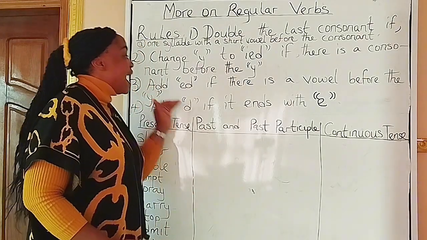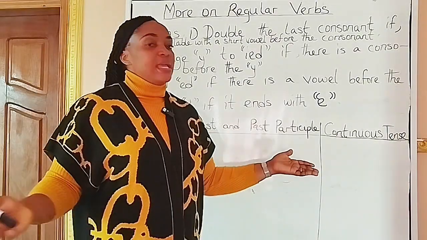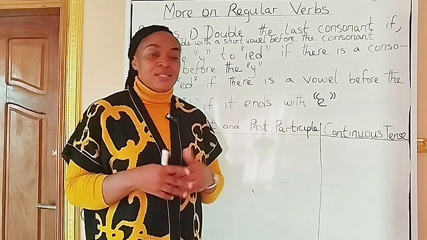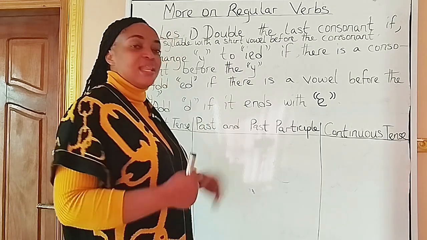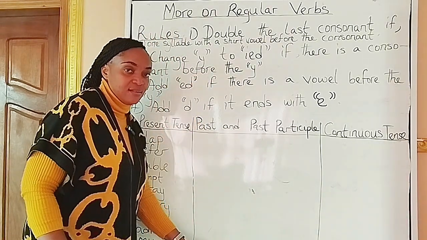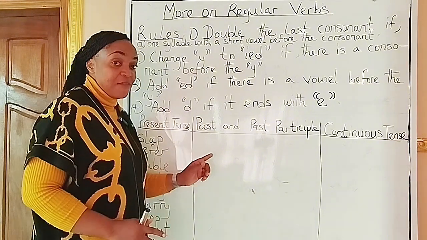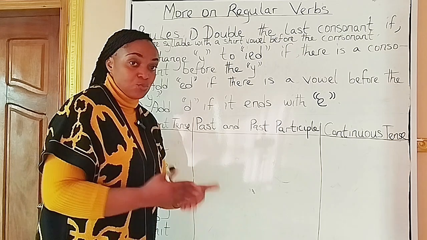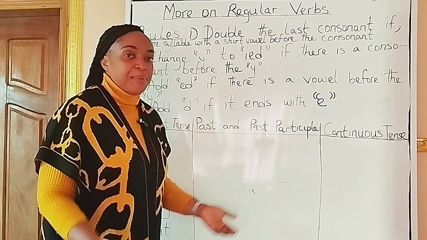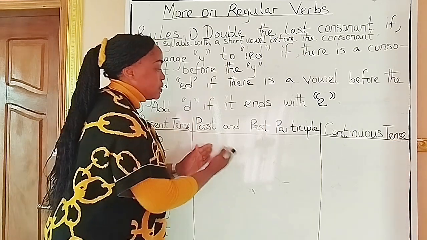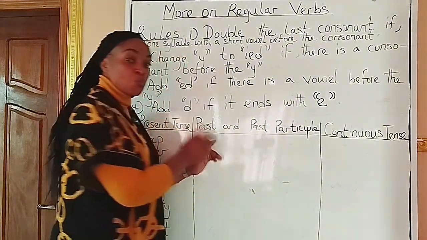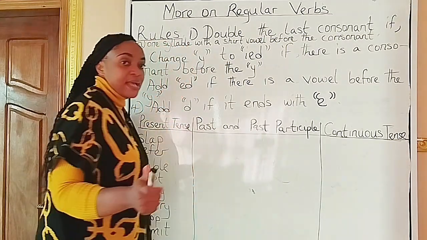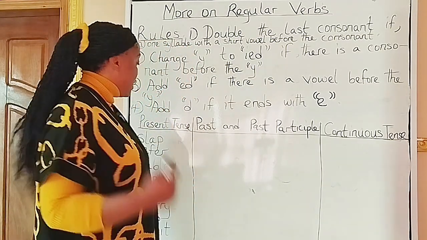And the last is add a d if it ends with e. We are all familiar with this one. Add a D if it ends with E. Okay, now let's apply these rules here. Don't forget, a regular verb is that verb that has a format, a standard, a rule it maintains when forming the past tense and past participle. So because of that, I won't be separating the past and the past participle, because whatever applies as the past tense also applies as the past participle. I hope it's understood. Okay, let's apply the rule.